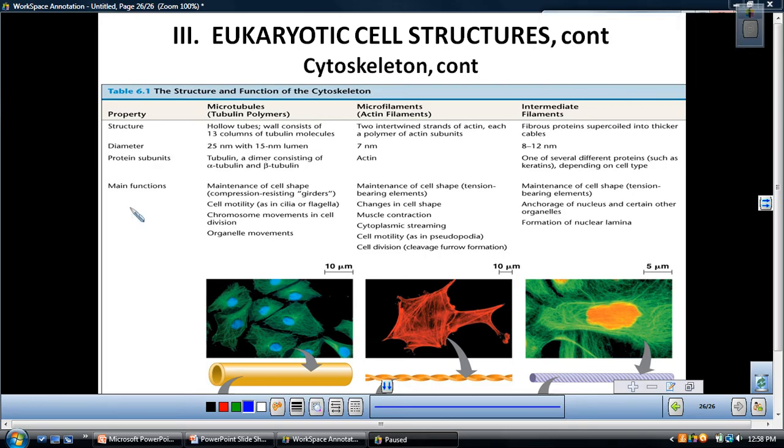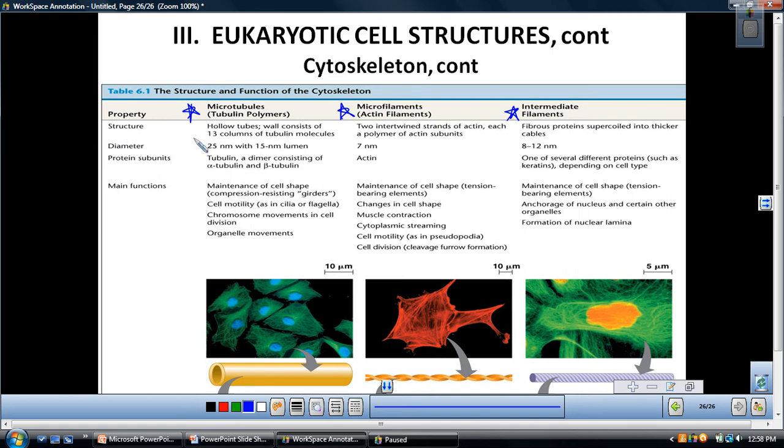Okay, here we go. We're going to go into a little bit more detail on the microtubules, microfilaments, and intermediate filaments. You do need to know these for the test. I am going to ask you specific questions on the difference between the three and how they play a role in their functions. So if you look down on the slide right here, it gives you a little bit about the structure.